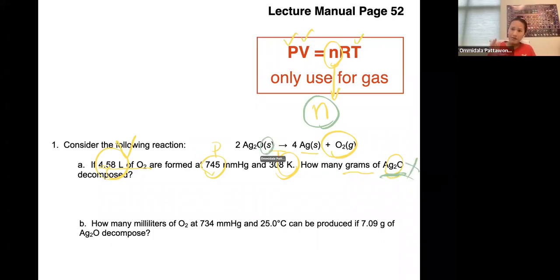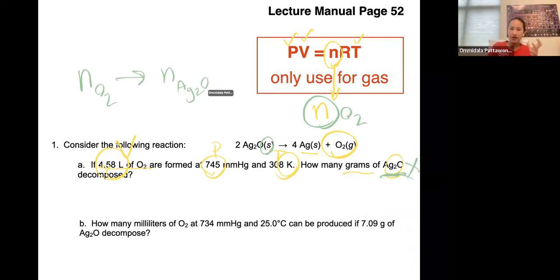So in this case, it's very crucial that you understand this. This n right here is going to belong to oxygen, right? Because the only thing that we have as a gas is the oxygen. Therefore, you need to use the moles of oxygen to eventually convert to moles of silver oxide.